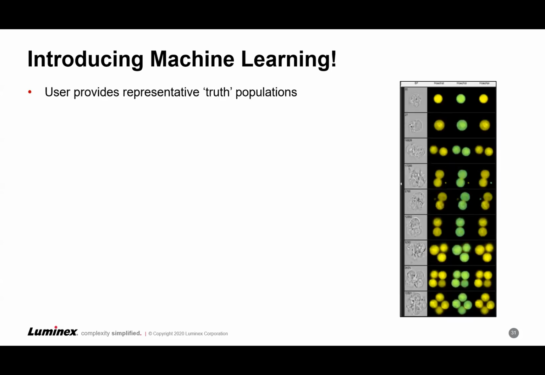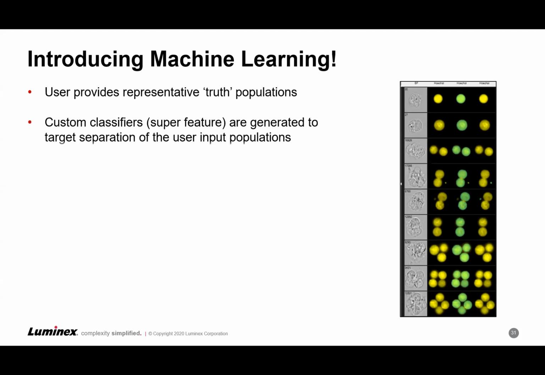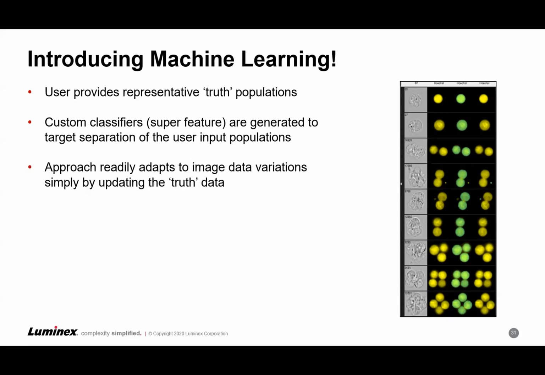Machine learning simplifies complex analyses by making it easier to classify cells based on specific image-based parameters in a click, tag, and train model. The machine learning module creates a custom classifier or super feature comprised of many features defined by the user selected images. In turn, this helps researchers customize image-based analysis for their specific application without the need for complex masking or feature generation.